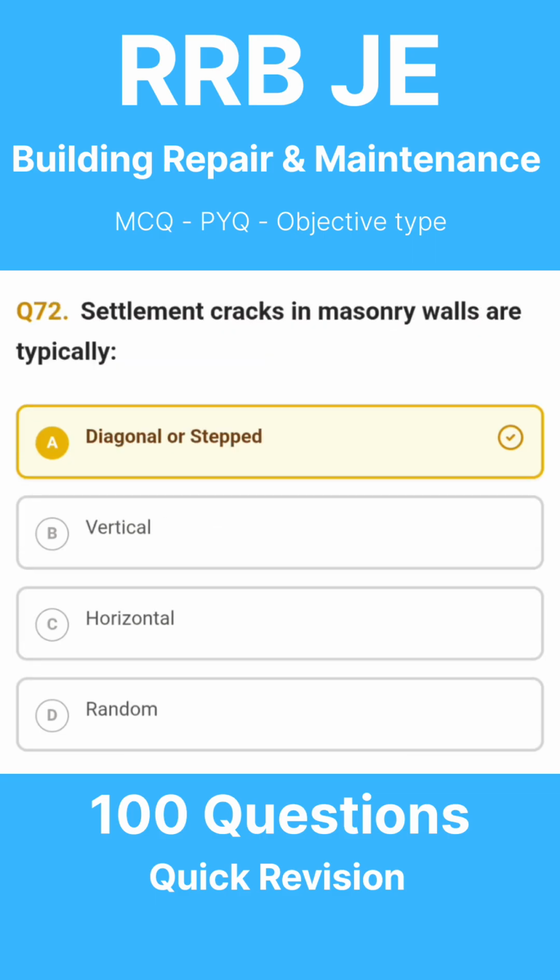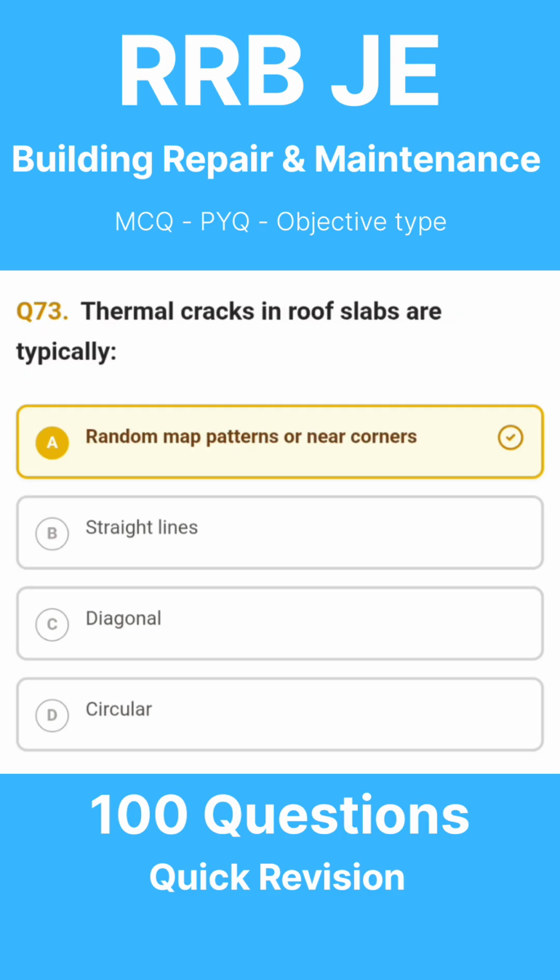Question 72. Settlement cracks in masonry walls are typically. The correct answer is diagonal or stepped. Question 73. Thermal cracks in roof slabs are typically. The correct answer is random map patterns or near corners.